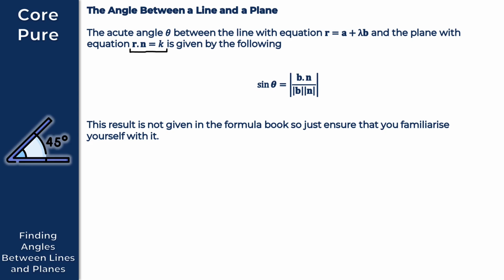To finish here, this is something that's quite unfortunate: this result is not given in the formula book. So sine theta is equal to the modulus of b dot n all over the modulus of b times the modulus of n. As I said, unfortunately this result is not given in the formula book, so it's just one of those things that you have to learn and memorize. We're going to take a look at an example shortly for the angle between a line and a plane, but for now, that covers everything here.